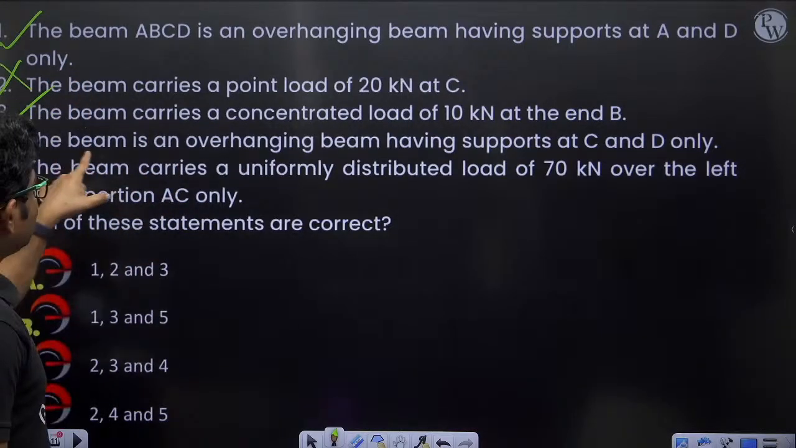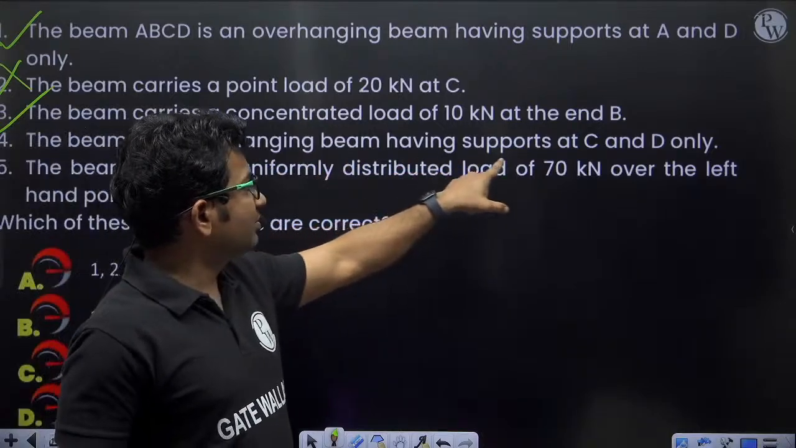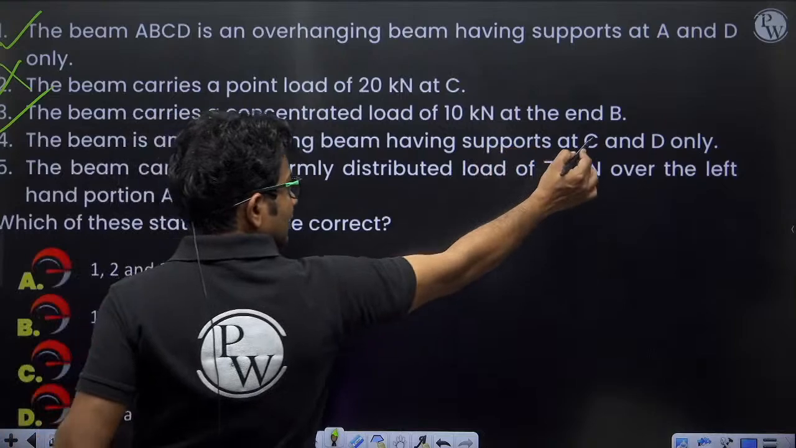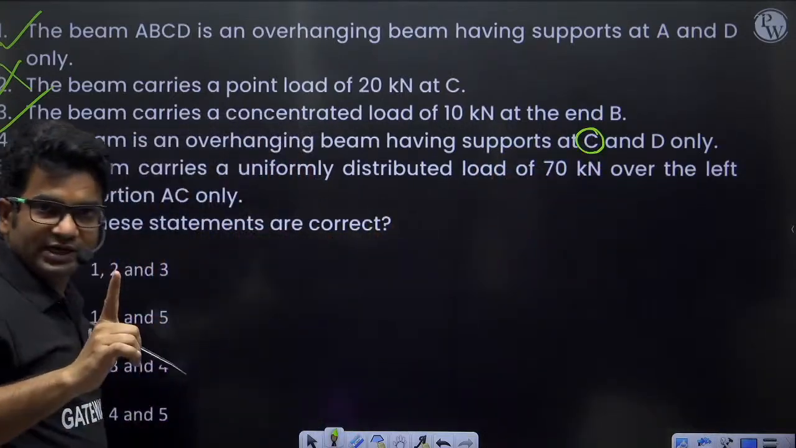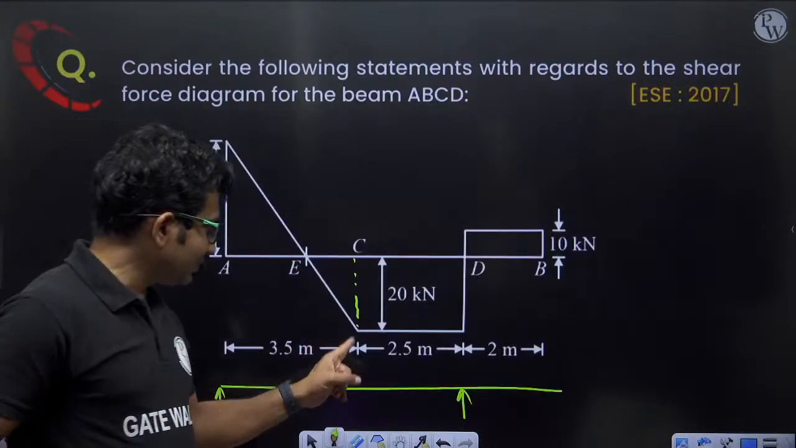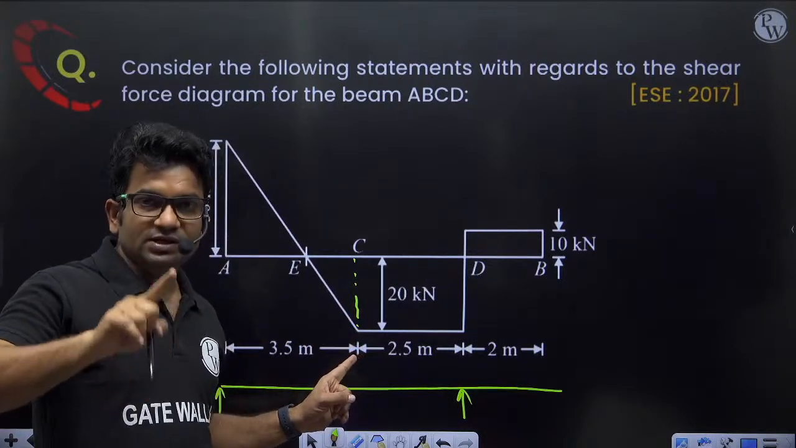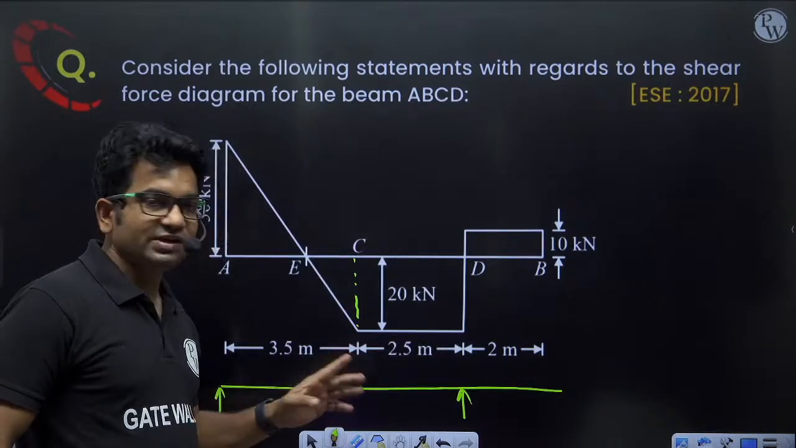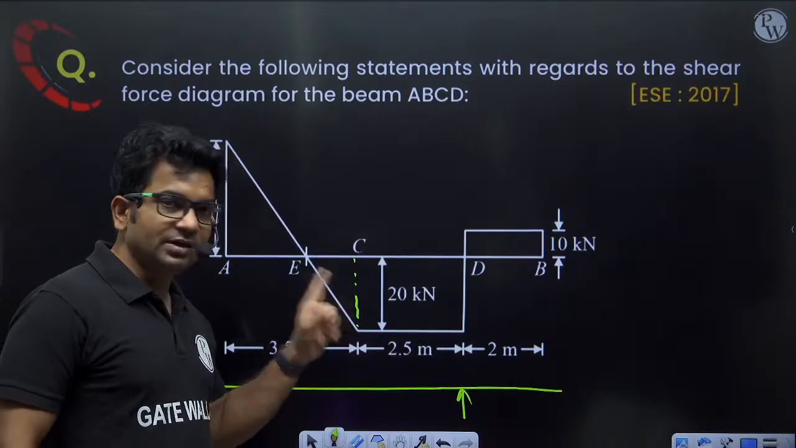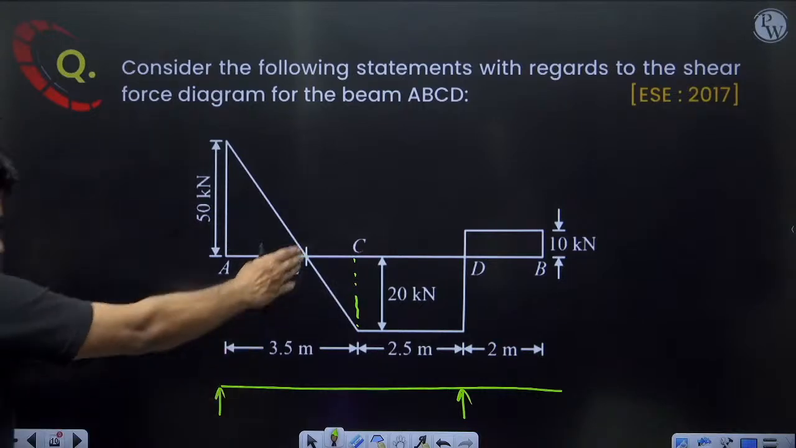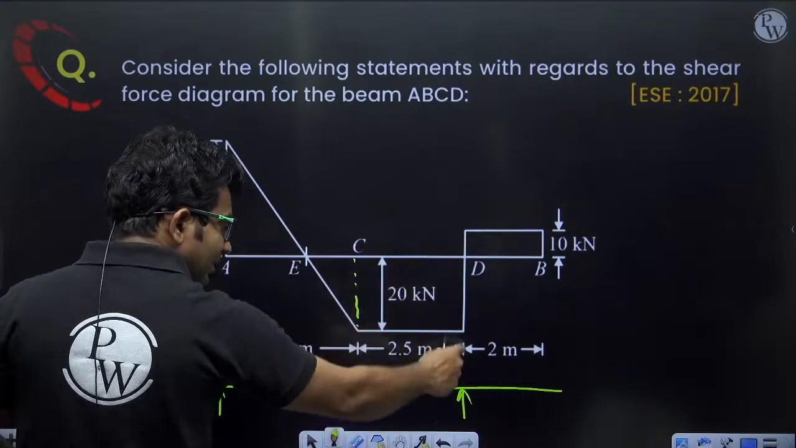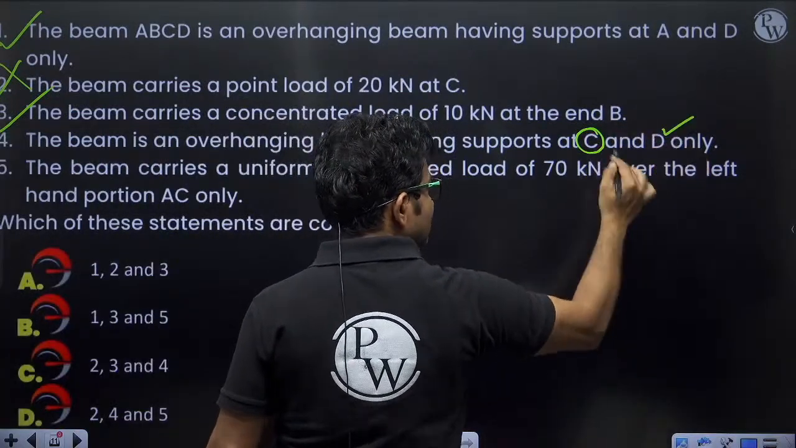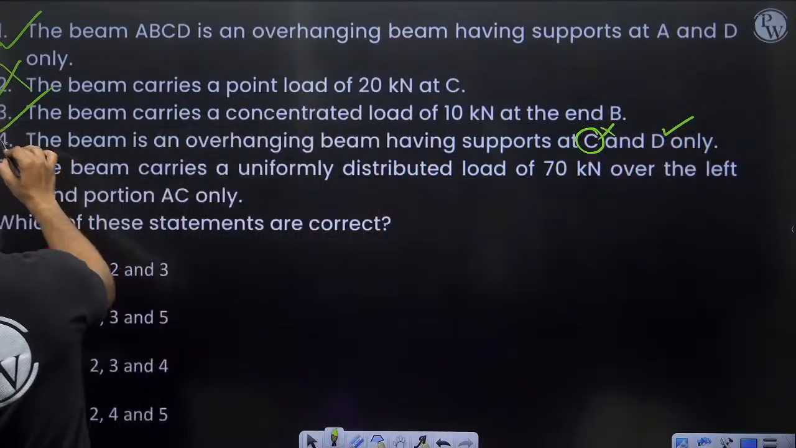Fourth statement, the beam is an overhanging beam having supports at C and D. If we are saying that there is a support at C, there should be a sudden change in the shear force diagram. Here we are not having any sudden change. That means at point C there is no support, but at D there is support. So the D part is correct, but the C part is wrong. So overall this statement will be wrong.